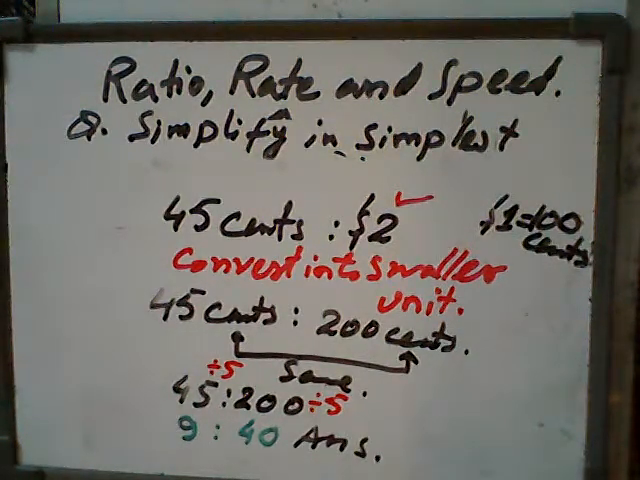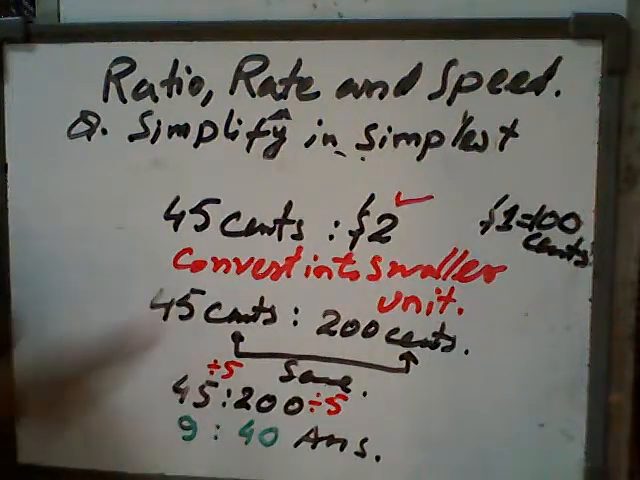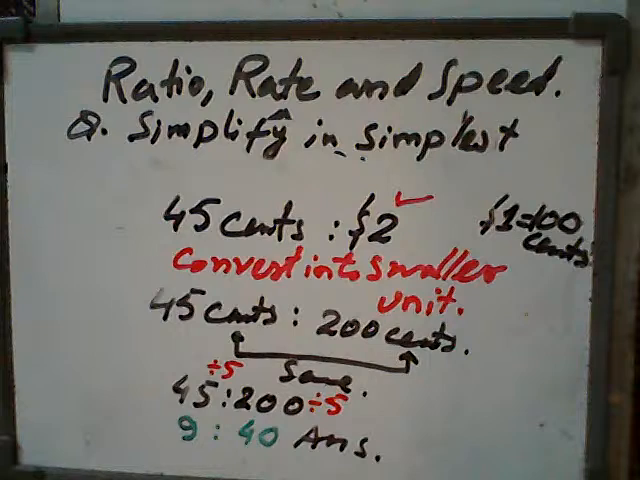So you can see that whenever the identities are same, but the units may be different, what we do, we'll be converting the units into the smaller unit, and then the units will be the same also, and then we'll be simplifying to convert into the simplified form.